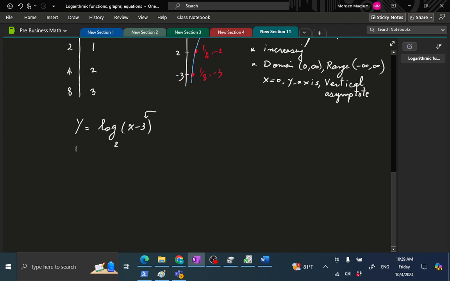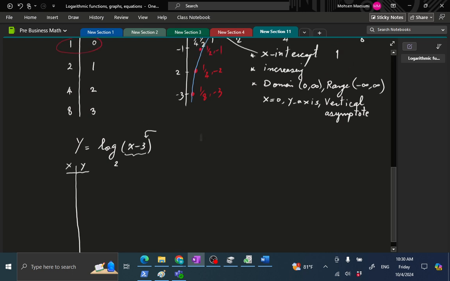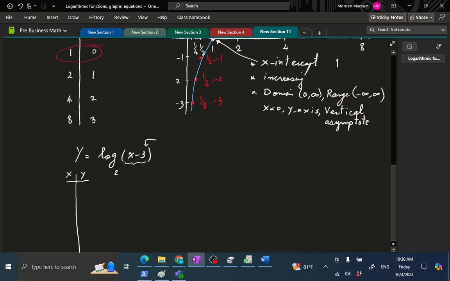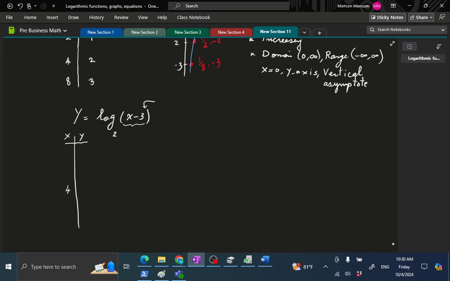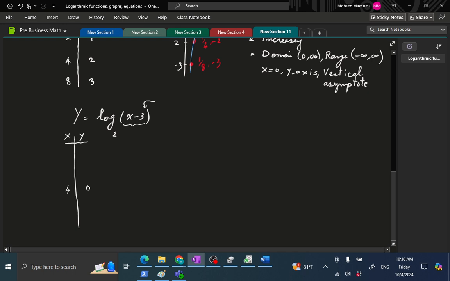Okay, so we are going to make this table from scratch, and then we graph. Our friendly numbers, whatever you're feeding to logarithm, well, our very first friendly number here was 1, which led to a 0. Well, when would this become 1? Of course, x has to be 4. If x is 4, once you subtract 3 from it, you have 1, and logarithm of 1 in base 2, we don't need a calculator, we get 0.